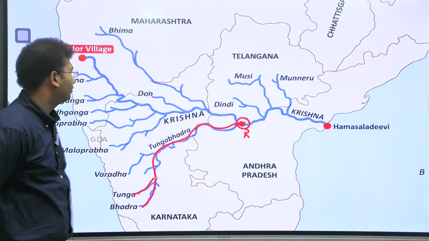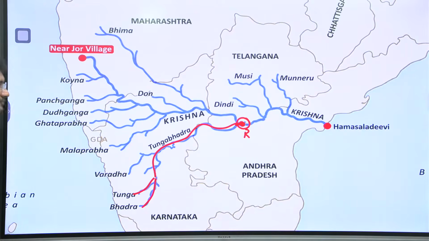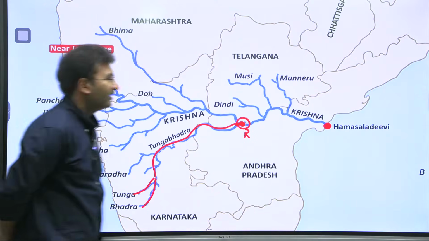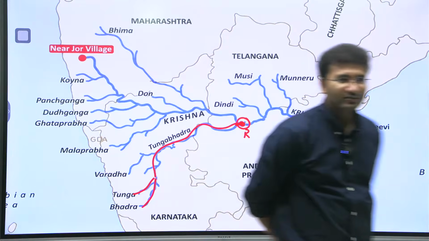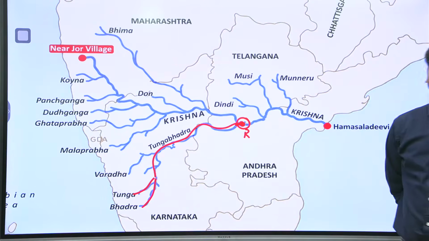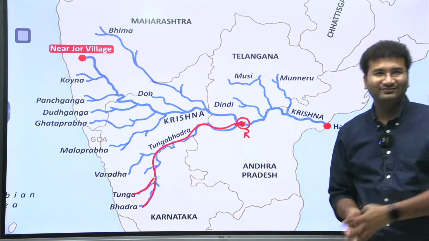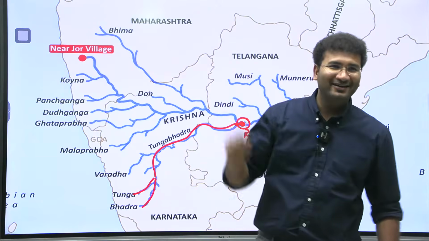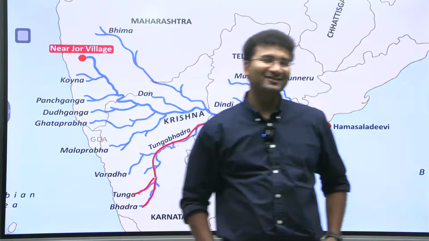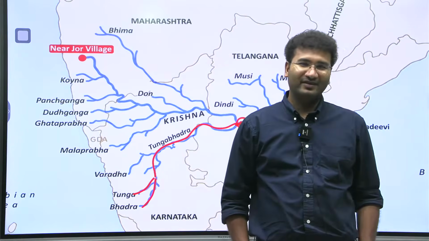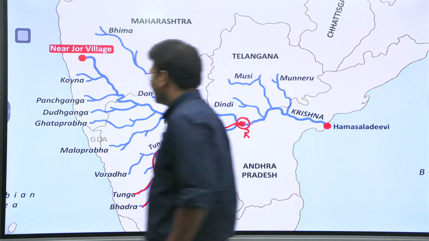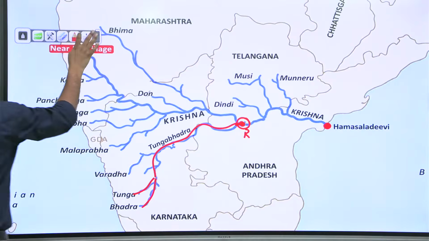Dhoni, repeat after me. Dhoni, Bhima, Dindi, Halia, Munneru, Musi. Dhoni, Bhima, Dindi, Halia, Munneru, and Musi. Yes. So right bank tributaries, there are too many.